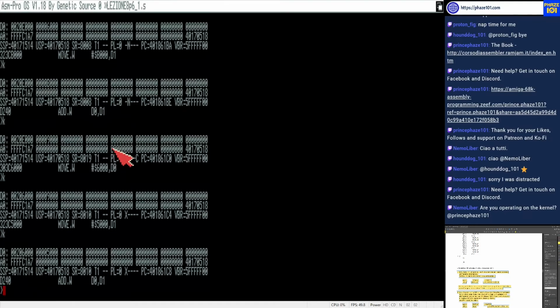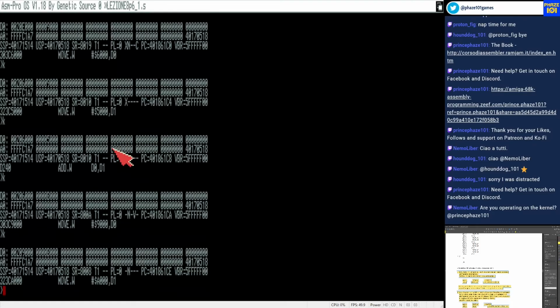If they are positive numbers, when we add them, the result is correct. We have B000. But if we were working with signed numbers, then the answer is wrong, and hence the V flag is set and the N flag is set.